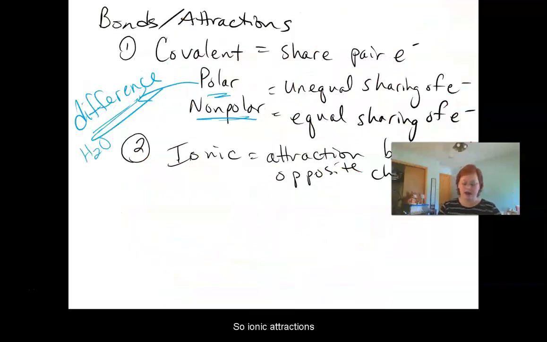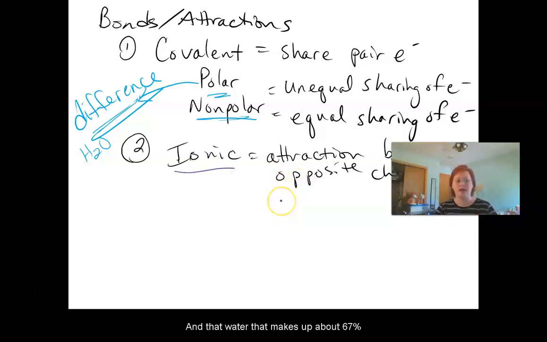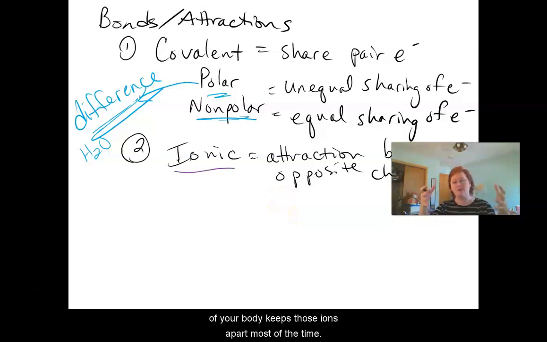So ionic attractions are very strong as a solid, but they're very weak in a liquid, which is convenient because we have lots of ions floating around in our bloodstream. And that water that makes up about 67% of your body keeps those ions apart most of the time. Now, if you're really dehydrated, those ions might be able to find each other, lock on, and then we start to form crystals, and the next thing you know, you have something like kidney stones.